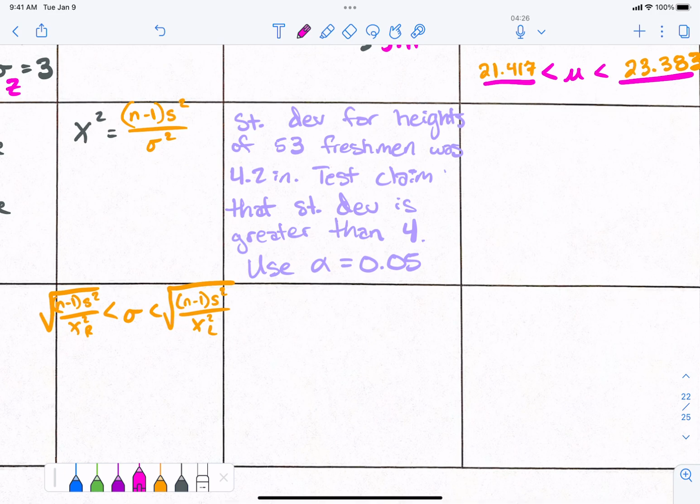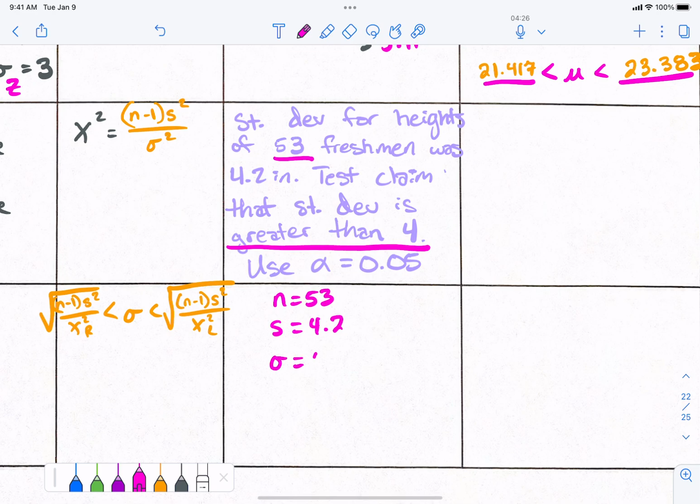Are we doing okay? All right, standard deviation for heights of 53 freshmen. N is 53. S was 4.2, the standard deviation for our sample. Test the claim that the standard deviation is greater than 4. So sigma is going to be 4, but for our hypotheses, we want to know greater than 4. So what's the null going to be? Sigma is equal to 4, and sigma is greater than 4.